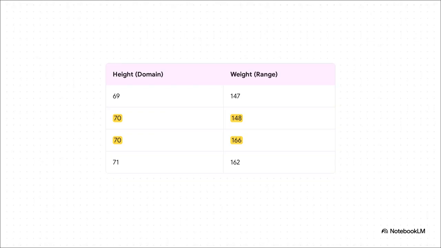Let's look at an example of this rule being broken. This is from Lesson 5. See that input, 70, for height? Look at what it's paired with. It's paired with 148 pounds, but wait, it's also paired with 166 pounds. That one input has two different outputs. It's breaking our loyalty rule. So, this relation, it is not a function.